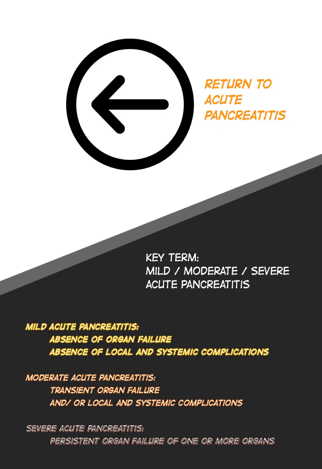And lastly, with severe acute pancreatitis, we're going to see persistent organ failure in one or more organs. So not only is the pancreas going to be non-functional, we're going to start to see the effect in the liver and in the kidneys.